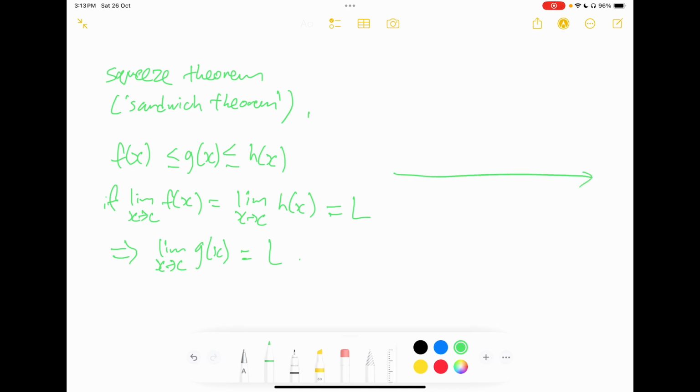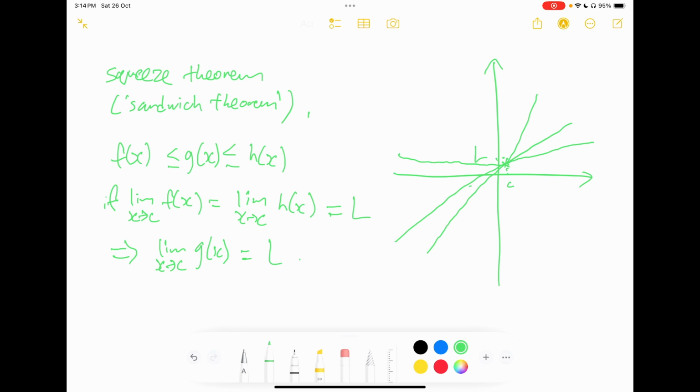And you can kind of illustrate it like this, right? If I were to have a function g(x), and then I were to have a function f(x) that looks something like this, and then I were to have another function h(x), right? Basically at this point, this is the c, and this is L. I mean, basically they squeeze it at that point, and so the limit will be the same.